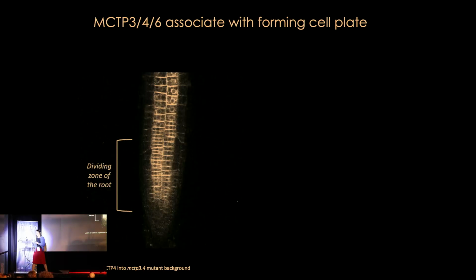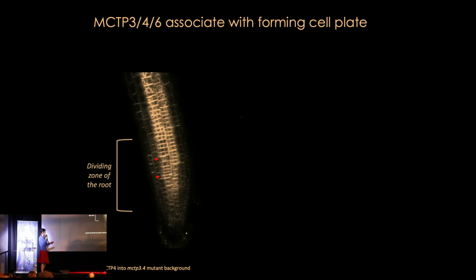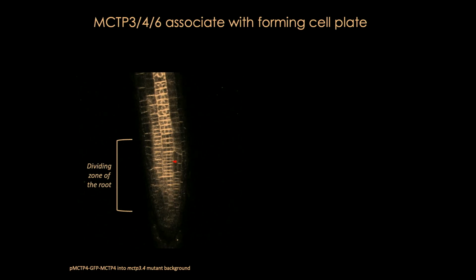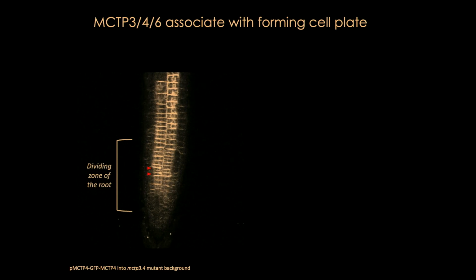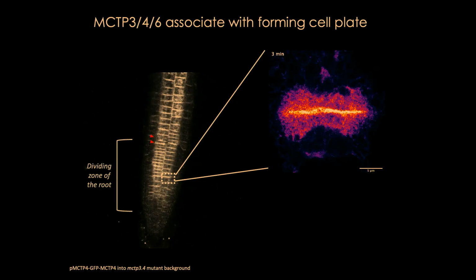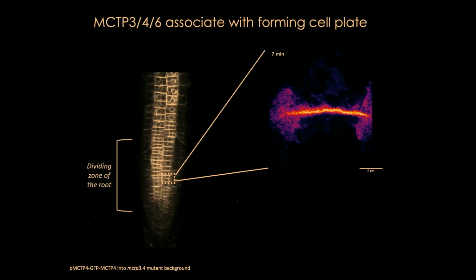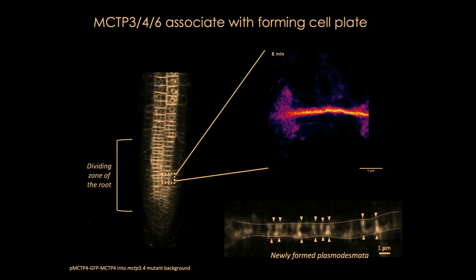Okay, this is a tiny red arrow. And during this process, the proteins are associated with the endoplasmic reticulum until one stage at the end of cytokinesis, where the protein becomes enriched within plasmodesmata.